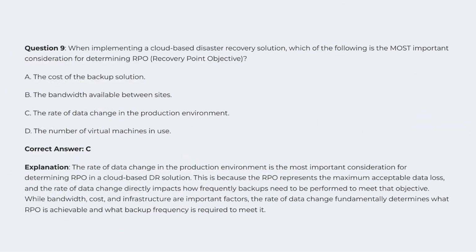Correct answer, C. Explanation. The rate of data change in the production environment is the most important consideration for determining RPO in a cloud-based DR solution. This is because the RPO represents the maximum acceptable data loss, and the rate of data change directly impacts how frequently backups need to be performed to meet that objective. While bandwidth, cost, and infrastructure are important factors, the rate of data change fundamentally determines what RPO is achievable and what backup frequency is required to meet it.